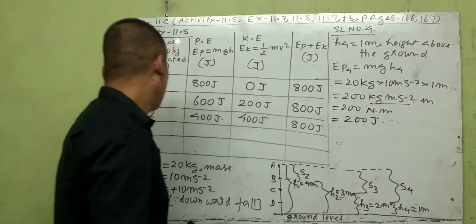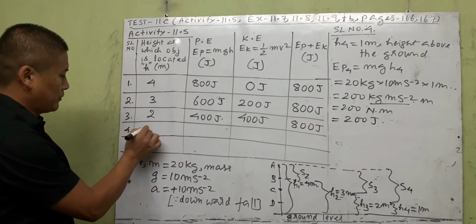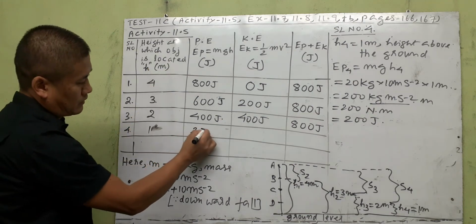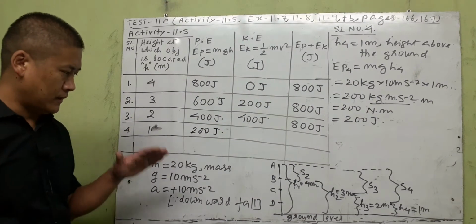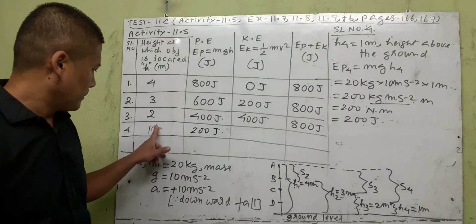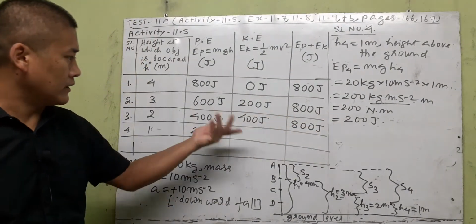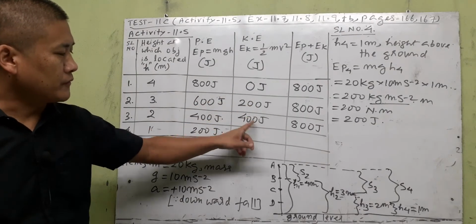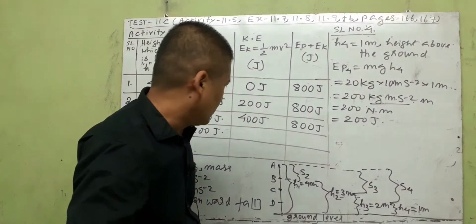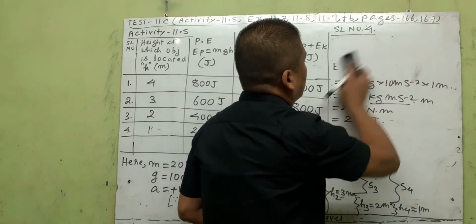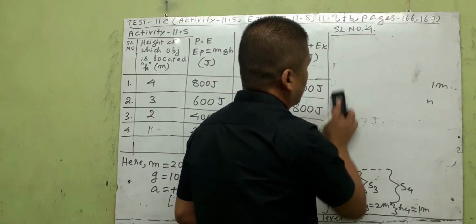So kinetic energy has increased in the fourth place. When it is 1 meter above ground, the potential energy is decreasing as it is nearing the ground. Kinetic energy is increasing. See here, 0, 200, 400 now. So we write here 200. Then let us calculate the kinetic energy like we've done for the previous 3 cases.